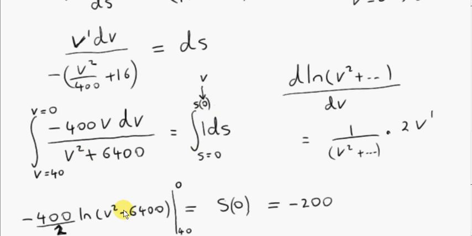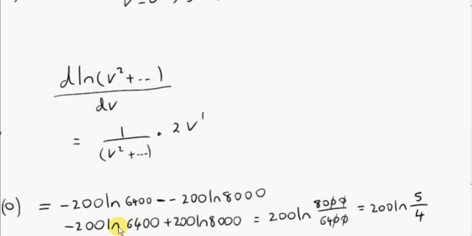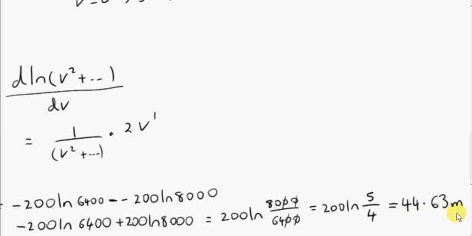Plus sign here. Okay, so we've minus 200 ln of 0 squared plus 6400. Minus sign, and we write this thing down again. Minus 200 ln of 40 squared plus 6400. That's 1600 plus 6400, which is 8000. Okay, if you want to, you can factorize out the 200 and write this as 200 times ln of 8000 minus ln of 6400. Well, ln of 8000 minus ln of 6400 is ln of 8000 divided by 6400. Okay, that's from ln A minus ln B is ln A over B. Simplify this down to get ln of 5/4. To 2 decimal places you get 44.63 meters.